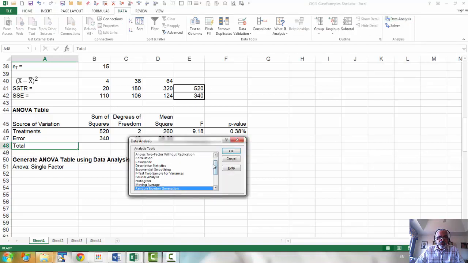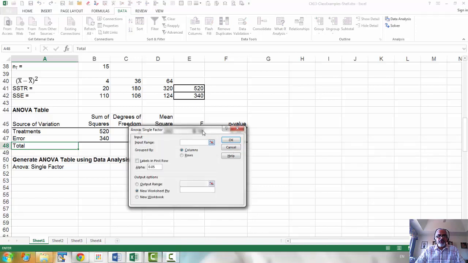Okay, now if you go to the top, you'll see there are three commands: ANOVA single factor, ANOVA two-factor with replication, ANOVA two-factor without replication. We look at these two later. First, we're going to use ANOVA single factor.